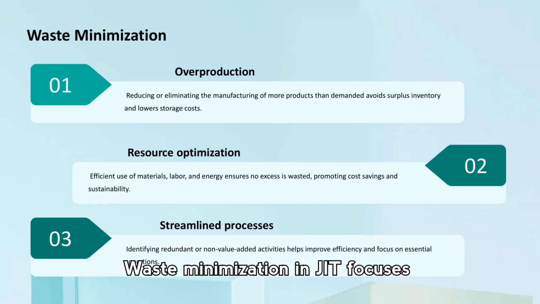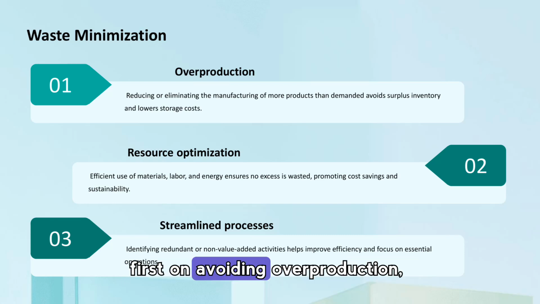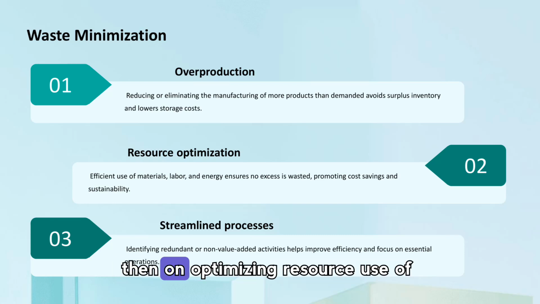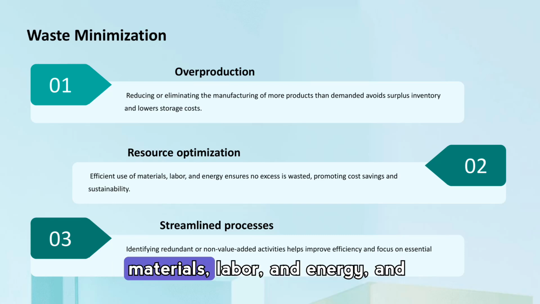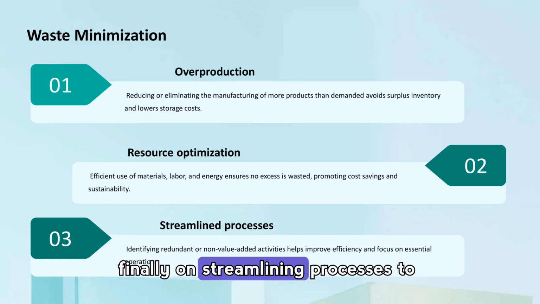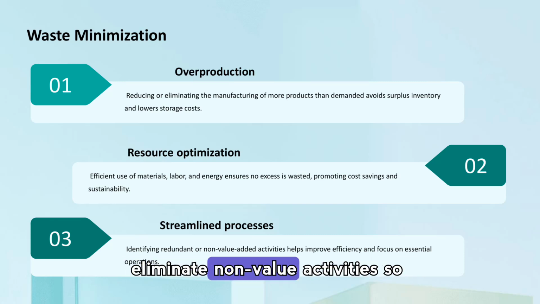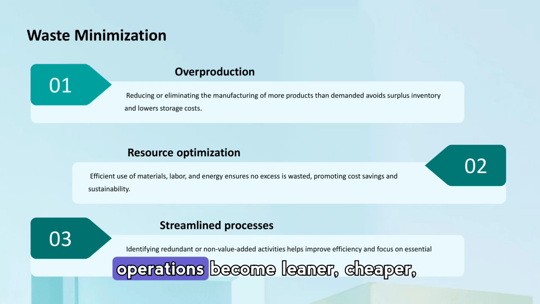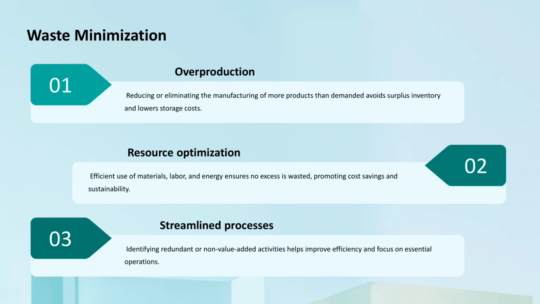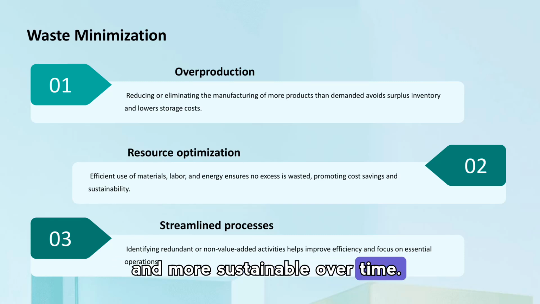Waste minimization in JIT focuses first on avoiding overproduction, then on optimizing resource use of materials, labor, and energy, and finally, on streamlining processes to eliminate non-value activities, so operations become leaner, cheaper, and more sustainable over time.